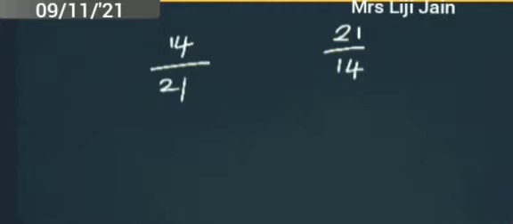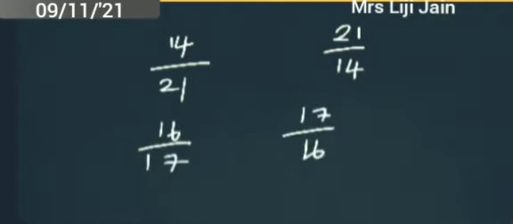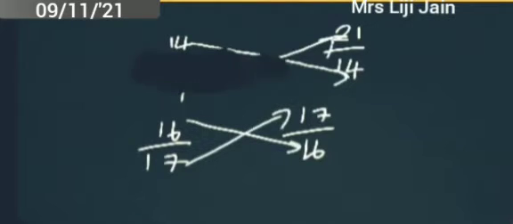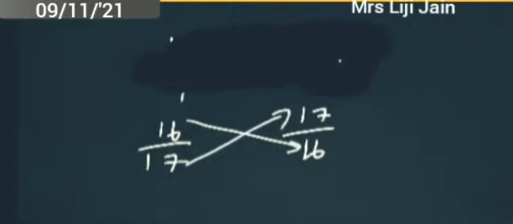Okay. What is the reciprocal of 16 by 17? Yes, it is 17 by 16. Just interchange the numerator and denominator. That's all. Instead of the numerator, we have to write the denominator, and instead of the denominator, we have to write the numerator. That's all. So this is known as the reciprocal.